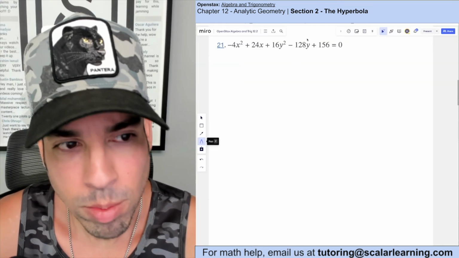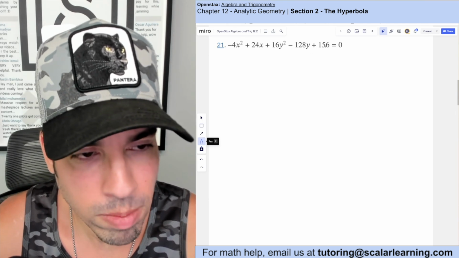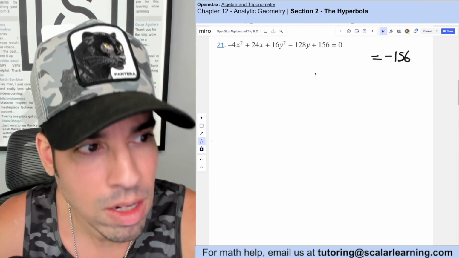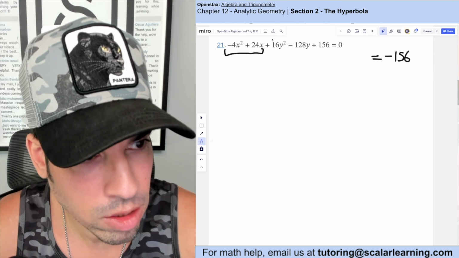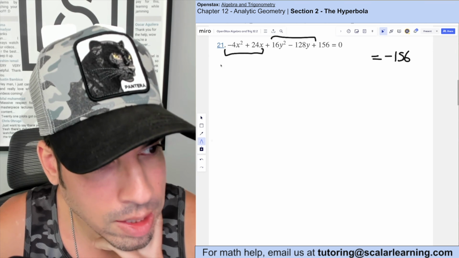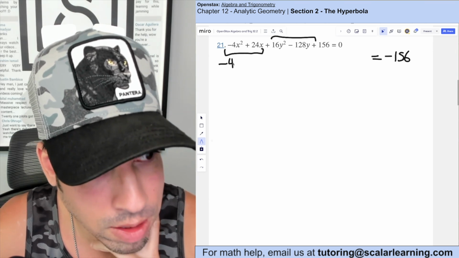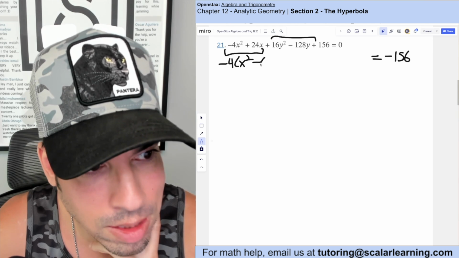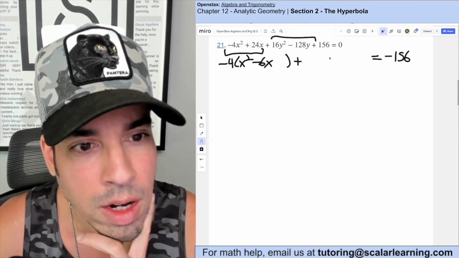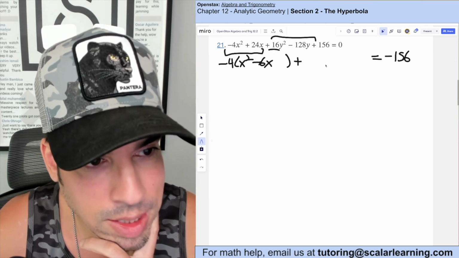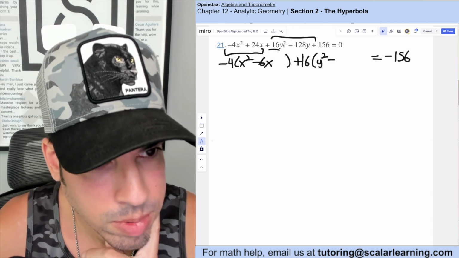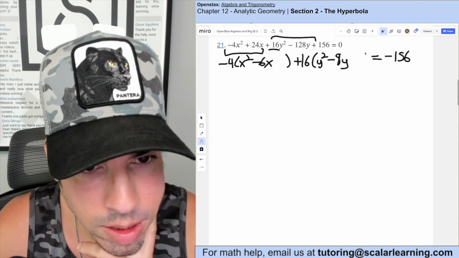Done. So for this one, before we start, we've got to get it into our standard form. So I'm going to start by moving the 156 over to the other side, making it -156. And then over here, we're going to group the x's, group the y's, and factor out the leading coefficient. So here I'm going to factor out that -4 for the x's. So I've got -4 times x squared minus 6x, right? Divide that by -4, we get -6, and then I'll leave a little bit of room. And then over here, we're going to factor out that 16. So we've got 16 times y squared minus 8y, since 8 times 16 is 128. And then again, we'll leave a little bit of room.